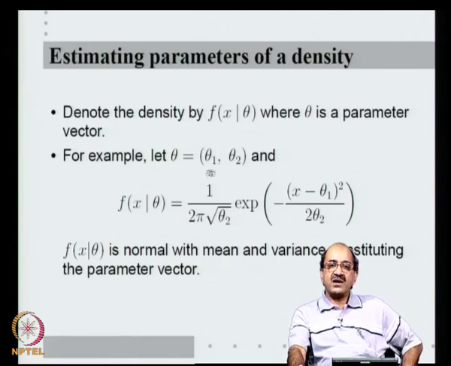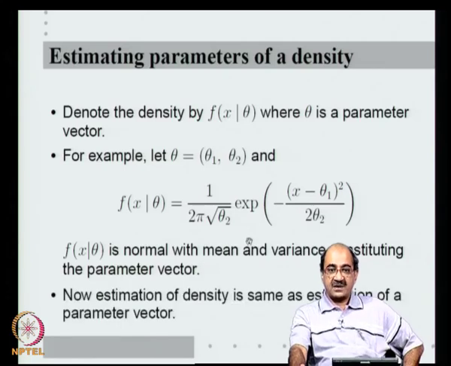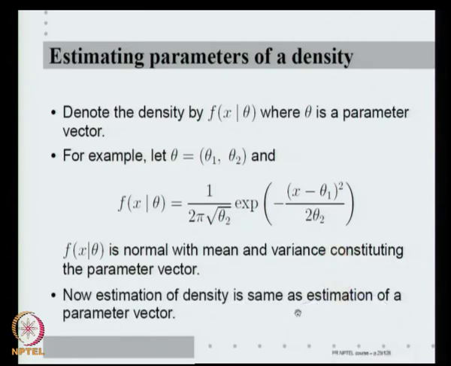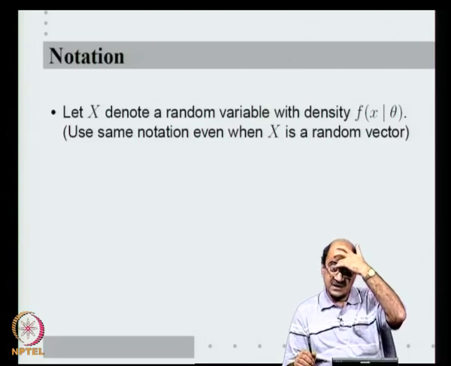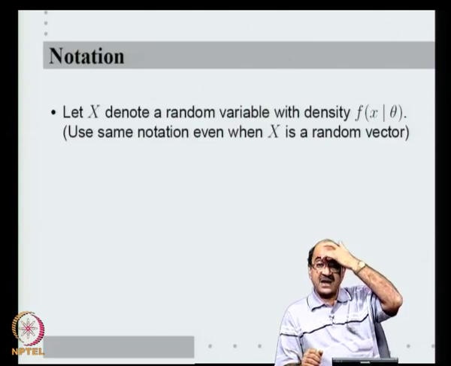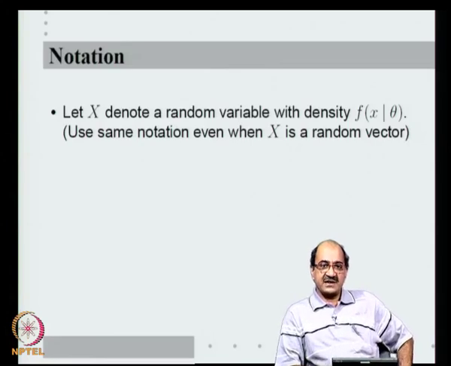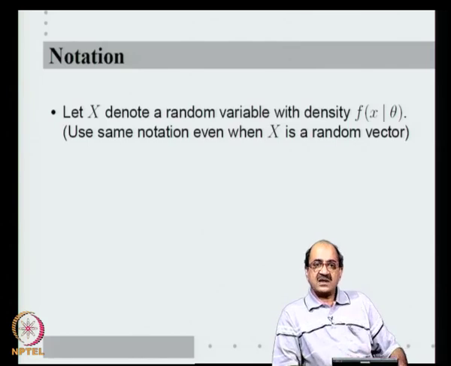So, this is what we mean by specifying the parameter vector. That is, the density is known except for the parameter vector. This means that the density is normal, but I do not know the mean and variance; those are given by the unknown parameters theta 1 and theta 2. Once again I am sorry, this should be root 2 pi. Now, estimation of the density is the same as estimation of the parameter vector. So, let us first get some notation in place to discuss estimation. Let us say x is some random variable which has density f x given theta, that is, I know the density of x except for some parameters theta.